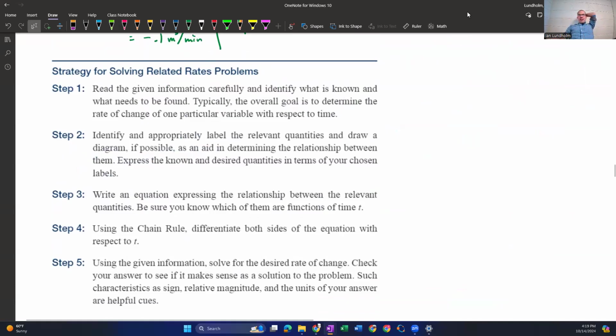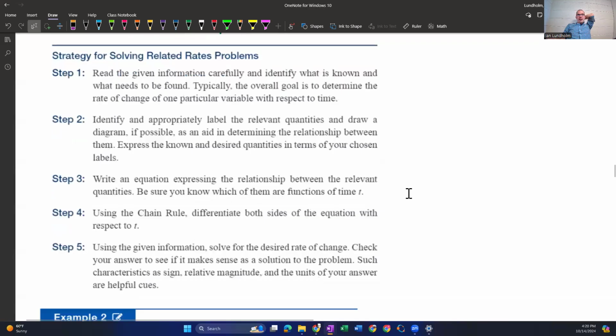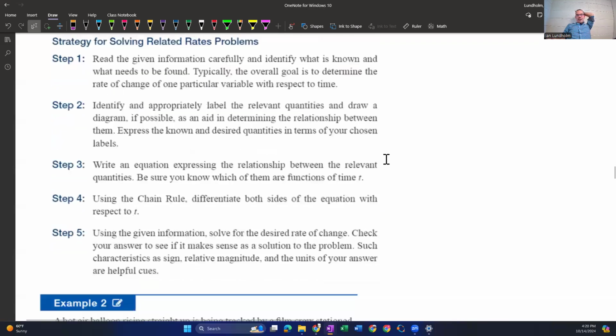Sure. And this one, it's nice to identify what's known and what needs to be found. You want to determine your overall goal. You want to find the rate of change of one particular variable with respect to time. Drawing a diagram can often help. Write an equation that expresses the relationship. So that's kind of step 1 in mind.